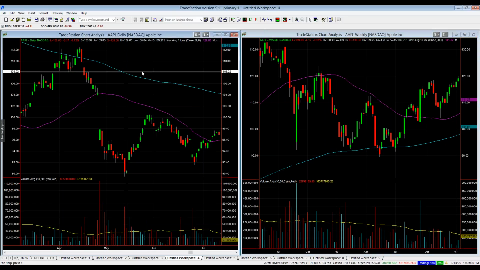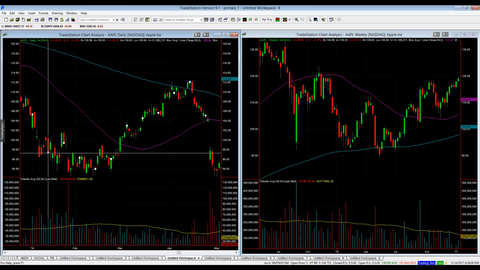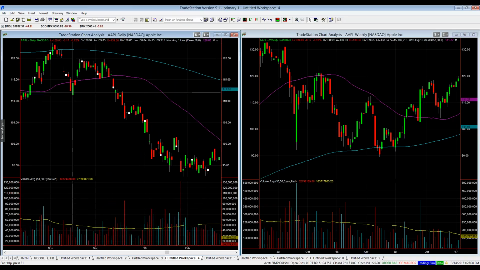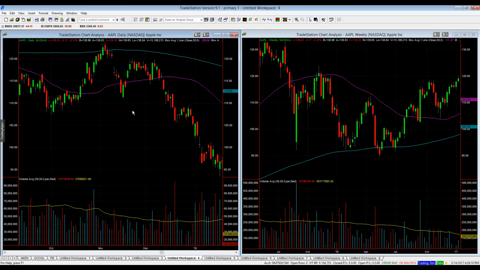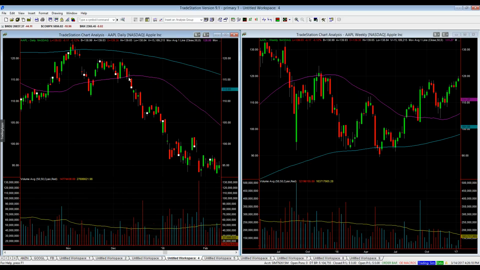So if we look at October 2016, we have a big drop in Apple, October, November, where we get rejected at the 200-day moving average, and then later in December lose the 50-day moving average, and both the 200-day and 50-day start to slope lower. That's this action right here in Apple.